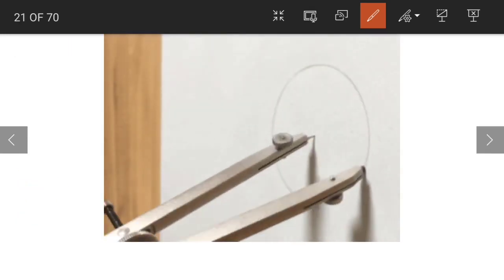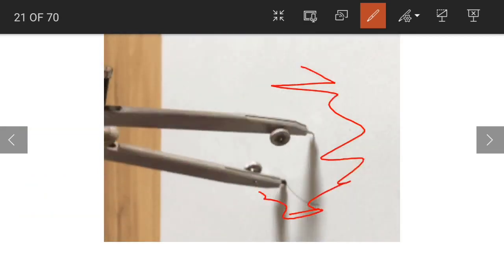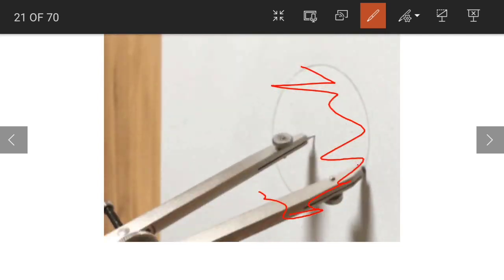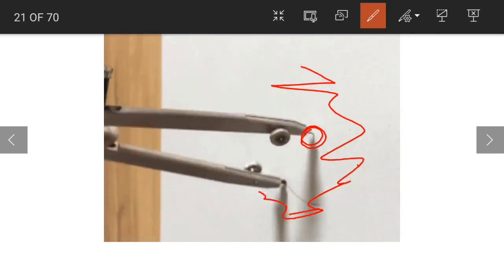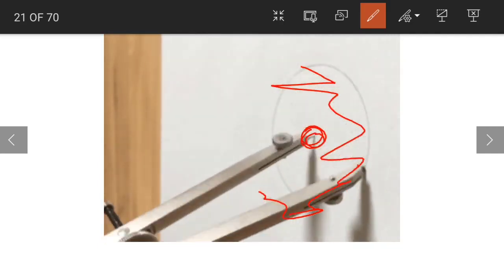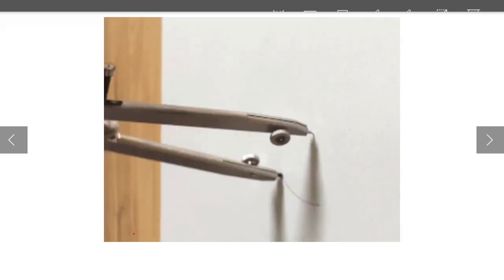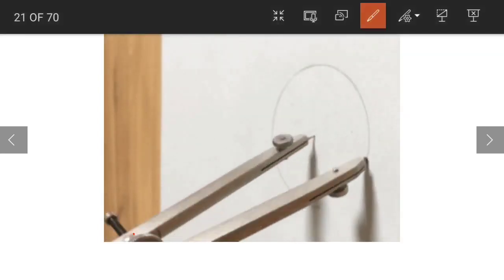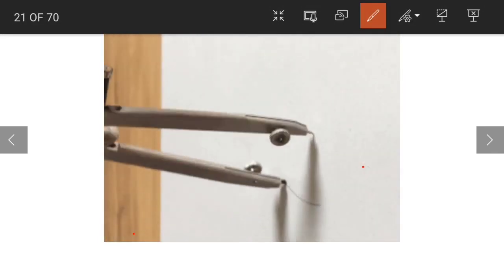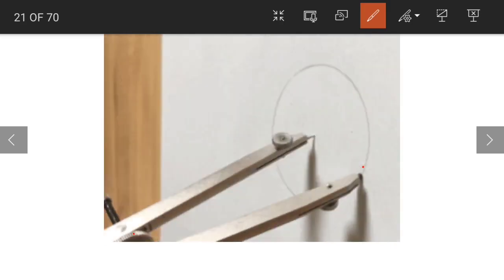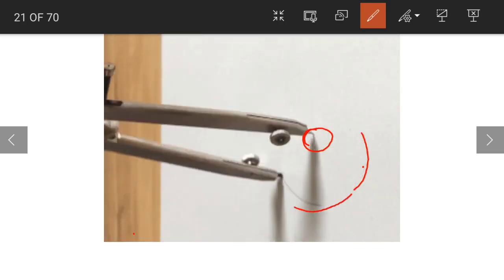Are you able to see? Now this is nothing but the pencil. This thing that is moving here is nothing but the pencil. Okay. And this is the pointed needle. If you observe here, the needle is in the same place and only the pencil side is moving. The arm with the pencil is moving. So make sure that you place the needle firmly and then only move the pencil.